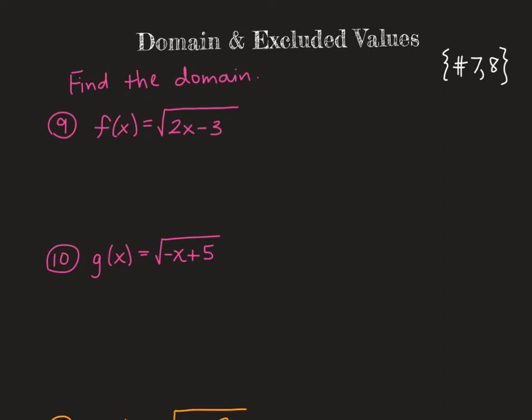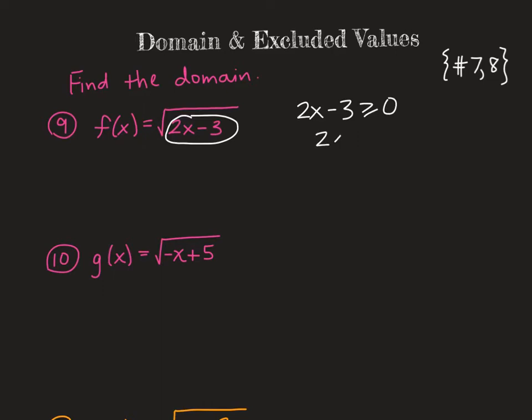Problems 7 and 8 also deal with domain, and in this case they're asking us to find the domain, so we're going to want to write it in interval notation. They both will have a square root involved. Now we know with a square root, what's under there has to be 0 or greater, because we just can't have negatives under the square root in the real number system. So we want to take what's on the inside here, and we want to force it to be greater than or equal to 0.